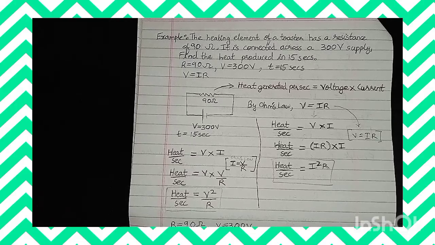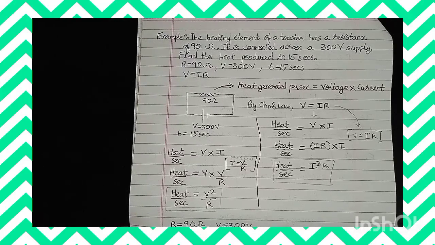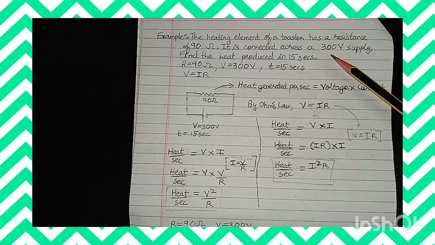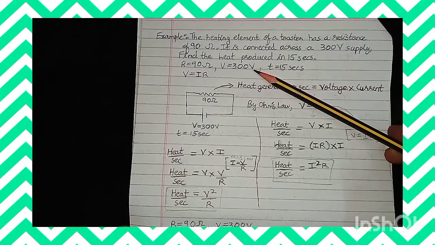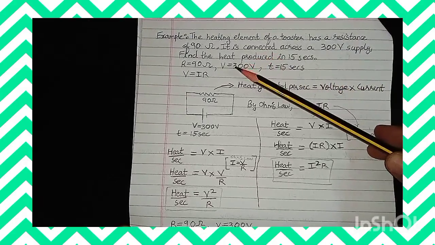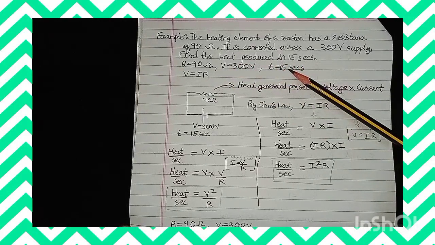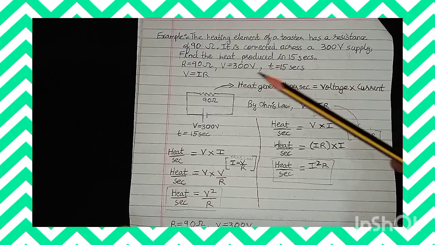This would be our last problem for today. We are taking the third example. Example is heating element of a toaster. Heating element of a toaster has a resistance of 90 ohm. So R we have got as 90 ohm. Now it is connected to 300 volt supply. So we have got 300 volt. Now we have to find out the heat produced in 15 seconds. So small t is equal to 15 seconds.